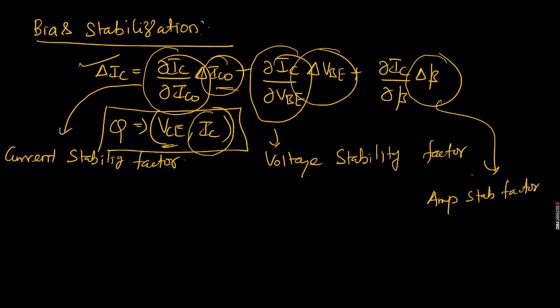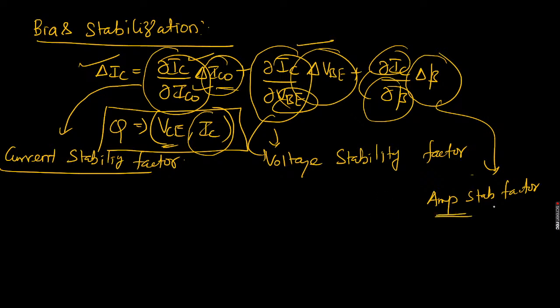Did you understand how the names were given? First, current versus current. Variation in collector current with respect to current, that's why it is called current stability. Variation in current with respect to voltage, that's why it is called voltage stability. Variation in current with respect to amplification factor, that's why it is called amplification stability factor. Correct? I hope you all are getting it.